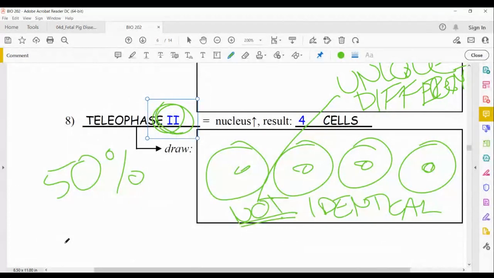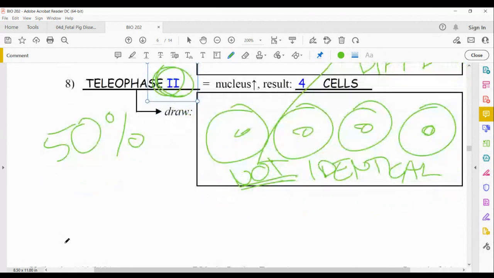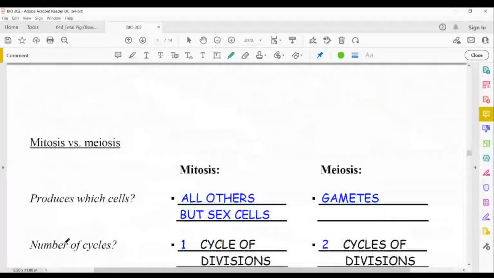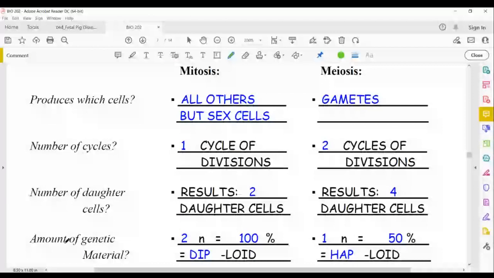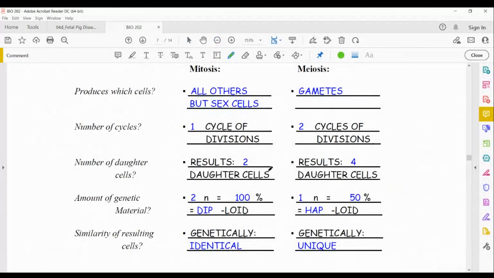So two cycles of cell division resulting in four daughter cells rather than two, and each of those daughter cells contained only half of the genetic material. So I think that's a really good thought for us to keep in mind as we compare the processes of mitosis and meiosis. So let's talk through those just quickly so that we feel comfortable with what happens in those. So the first one that we had a look at was mitosis, the production of all cells in the body with the exception of the sex cells.